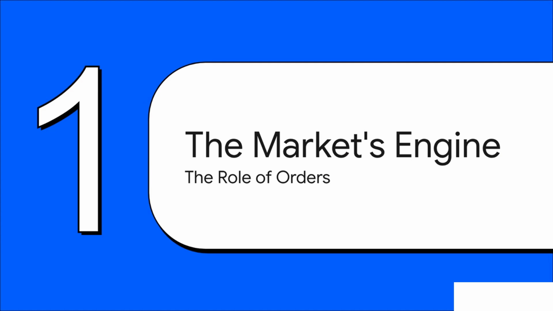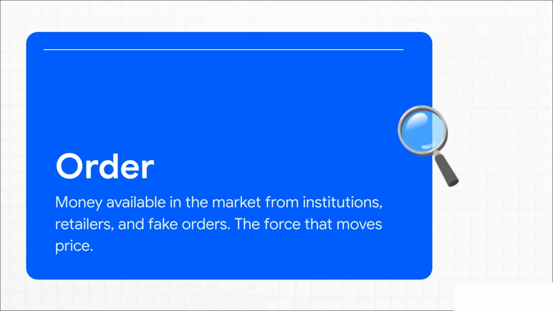And that brings us right to the market's real engine. To really get this method, we have to start with the one thing that supposedly powers the entire system. So what even is an order in this world? Well, it's just the money that's in the market. And we're not just talking about your little buy or sell click. We're talking about the huge pools of money from banks and institutions. And get this, even what the source material calls fake orders. Orders put there specifically to trap retail traders. All of that money, all of those orders together, that is the only force that actually pushes the price up or down.